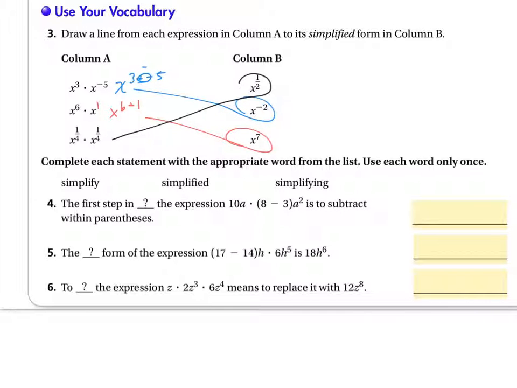Looking at 4, 5, and 6, the first step in simplifying the expression is to subtract within parentheses. The first step in simplifying. Problem number 5. The simplified form of the expression 17 minus 14, h, times 6, h to the 5th, is 18, h to the 6th. And for number 6, to simplify the expression means to replace it with 12z to the 8th.